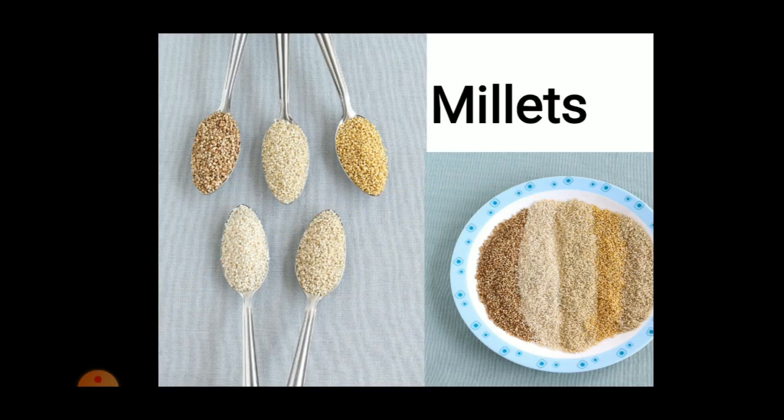Next one, millets. Millets are a group of small seeded grasses. They are widely grown around the world as cereal crops for fodder and human food. It helps in weight loss. It is rich in fiber. Some of the millet products are sorghum, foxtail millet, finger millet, pearl millet, barnyard millet, kodo millet and little millet.